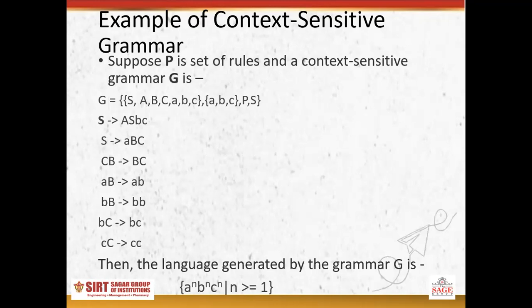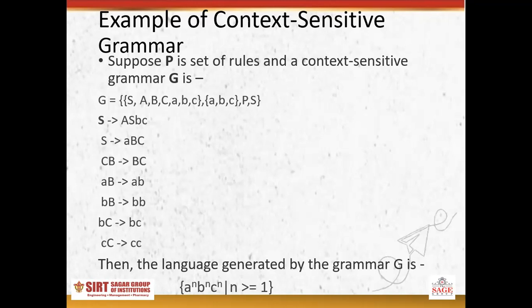Correct. S produces capital A, capital S, B, C. This is the first production. As we see, S produces a, b, c. Similarly, we can see C B produces B C. It means, in the second rule, when the left-hand side has two variables, the right-hand side should have at least two variables. The next production is small a, capital B tends to a, b.